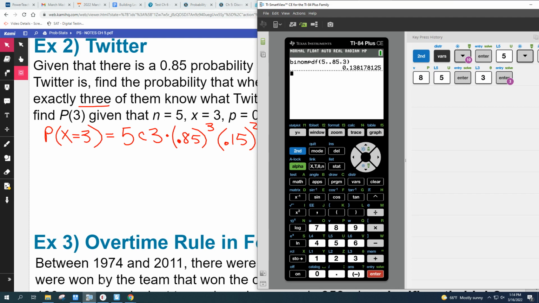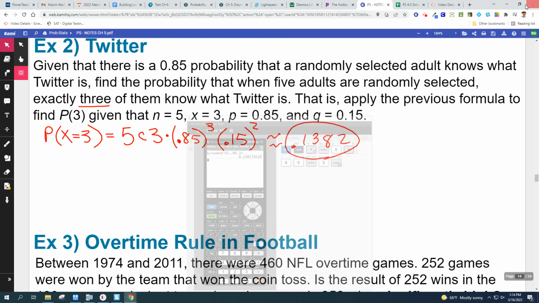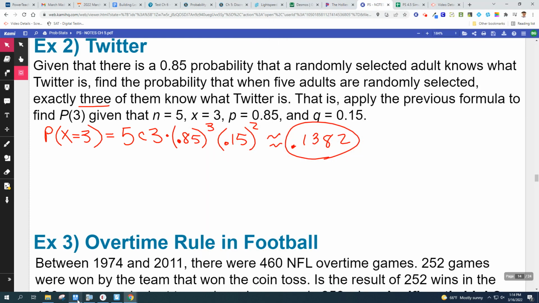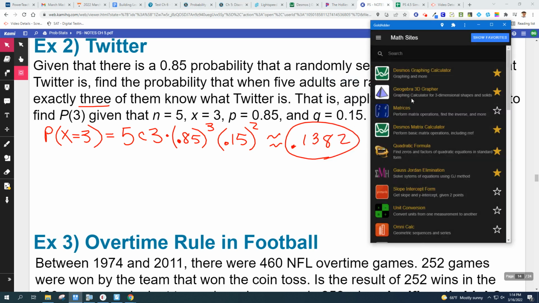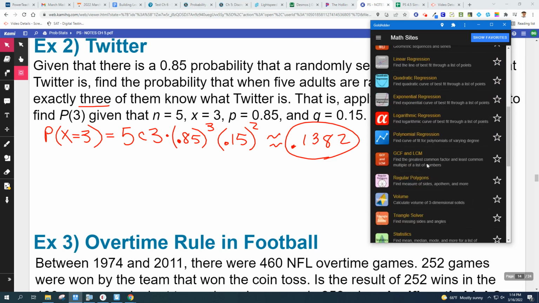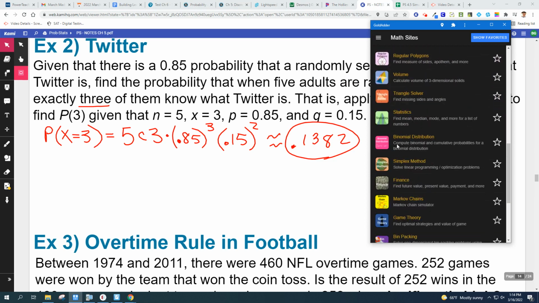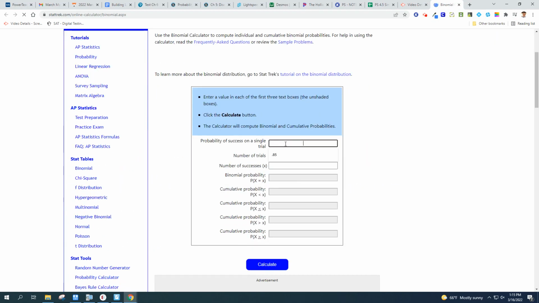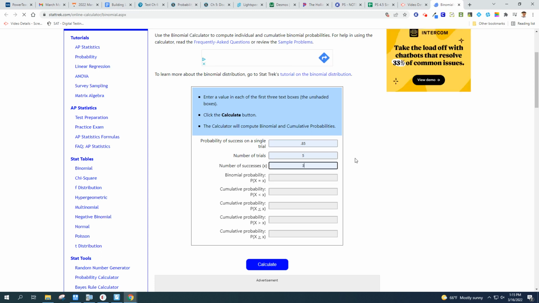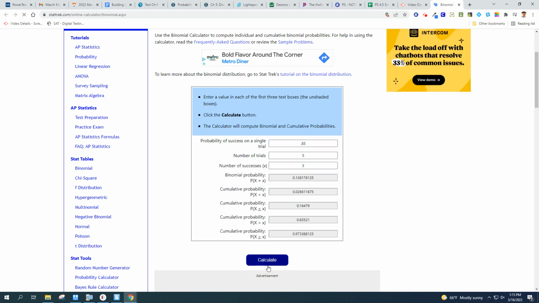If you don't have a TI, you can go into Goldadder's math sites and find the one that says binomial distribution. So when we get to this site, the probability of success was 0.85. There were 5 trials and 3 successes.